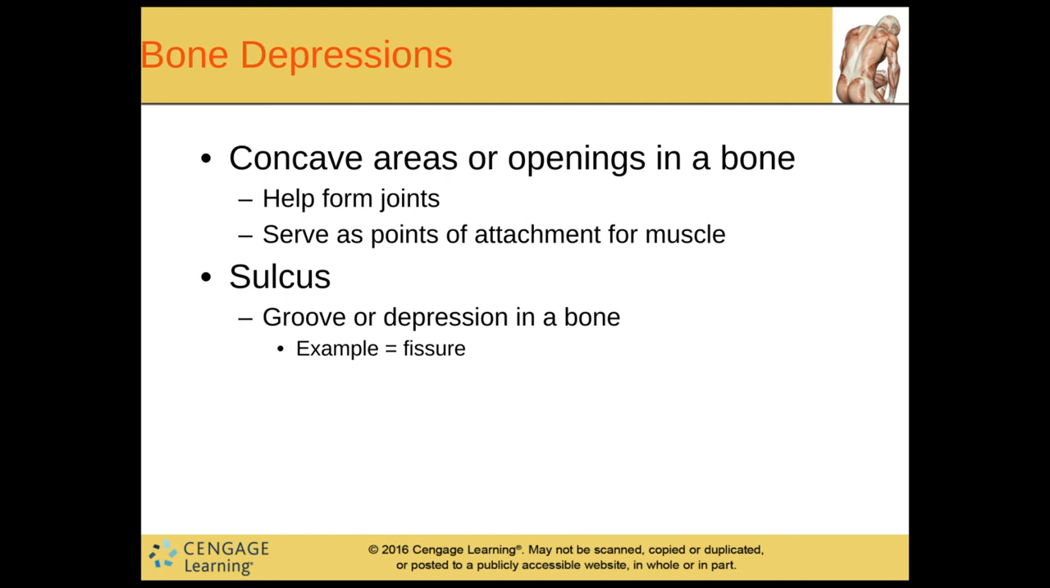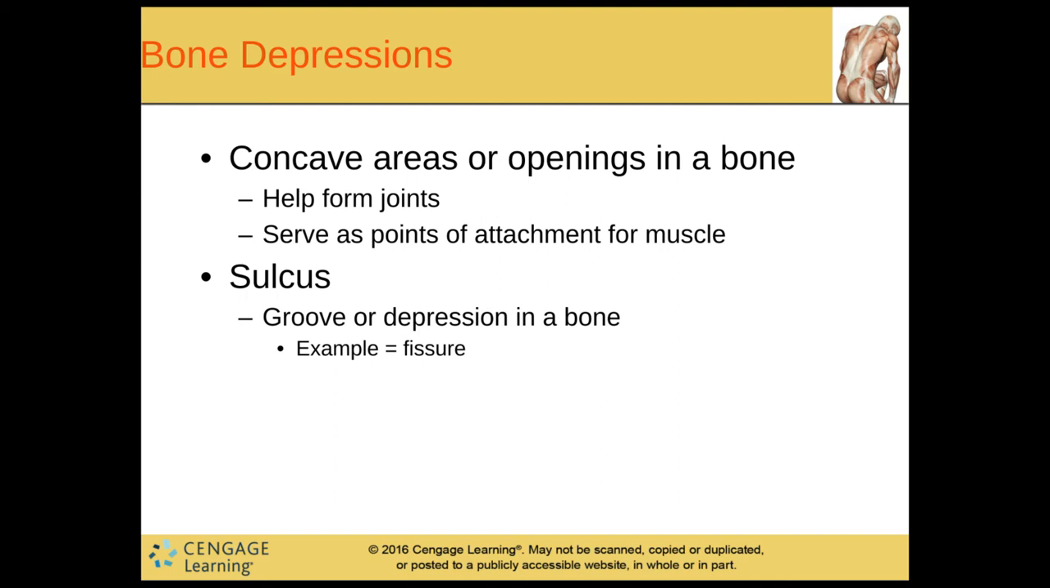So there's concave areas. So concave meaning something that's kind of dipped, right, for openings in a bone. So these help to form joints, and it serves as a point of attachment for muscles. And then we have a sulcus, which is a groove or depression in a bone. So an example of this is a fissure.